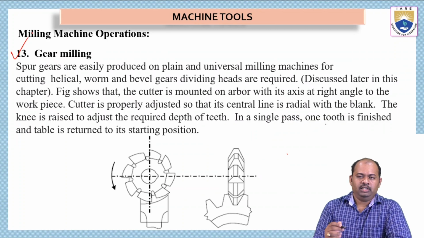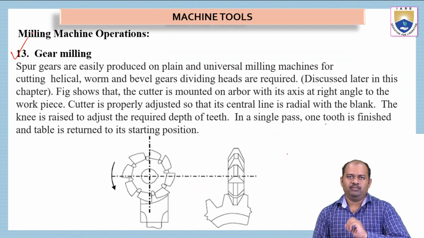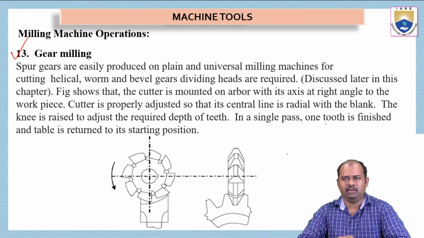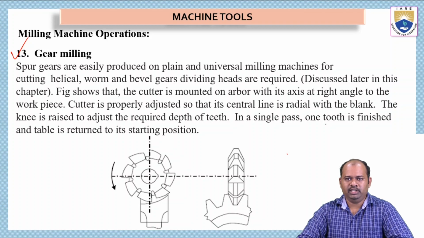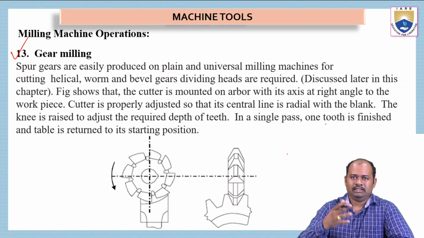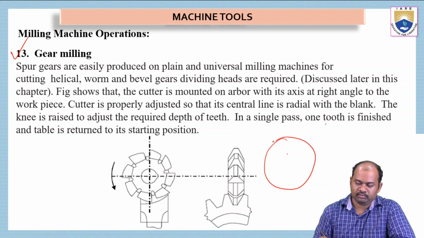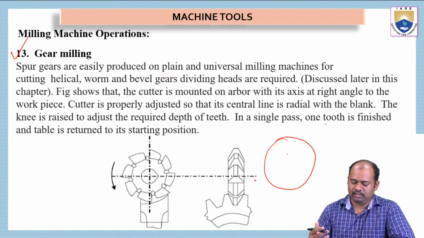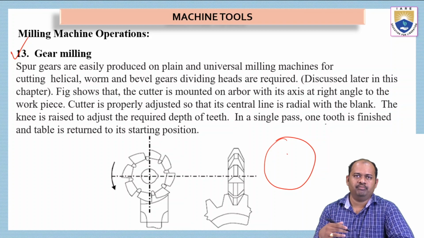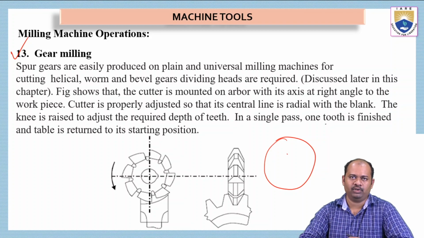And then the 13th process, this is the gear milling process. So let us see what gear milling is. This process is used for cutting gear teeth. Suppose I have a disc and I want to make a gear on this disc. I have to use a milling process called the gear milling process.